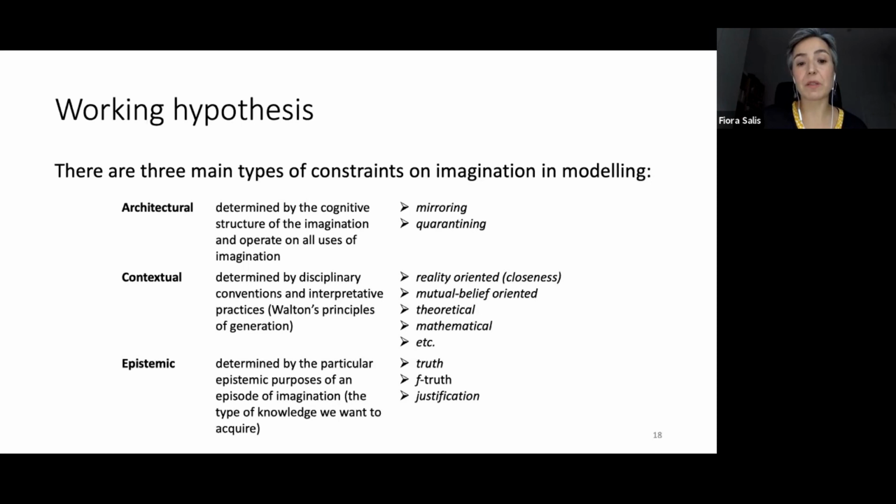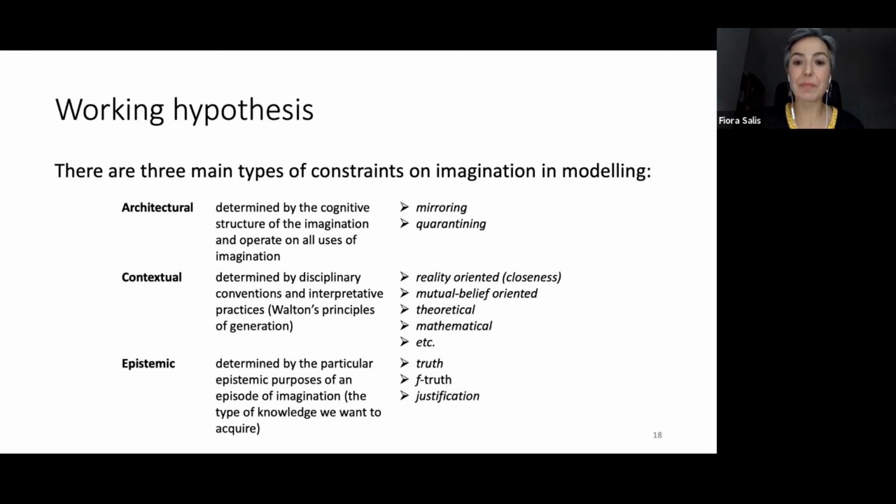And they are determined by the particular epistemic purposes of an episode of imagination. So the type of knowledge that we want to acquire. Truth may be one of them, but not necessarily. You would be surprised when talking to modelers to know how little importance truth has in the specification of the model description or the model assumptions and in the development of the model. Reality orientation relates to this and it has a very limited role. Economics, one example for all. Theoretical economics has a lot of these.